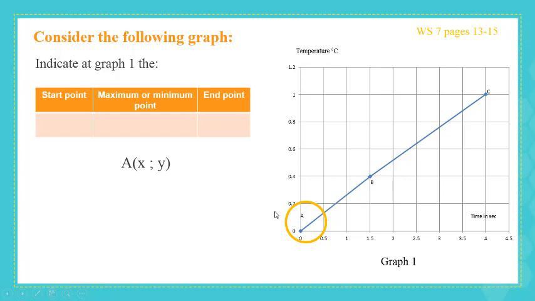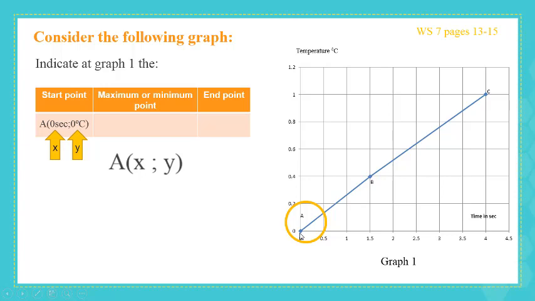But in this case, as you see, point A is located on the intersection between x-axis and y-axis. So it's very easy to determine its coordination. Always when you have a point located on the intersection of the two axes, its coordination will be 0, 0. So, 0 second, since it's located at point 0 on x-axis. 0 degrees Celsius, since it's located at point 0 on y-axis. 0, 0.